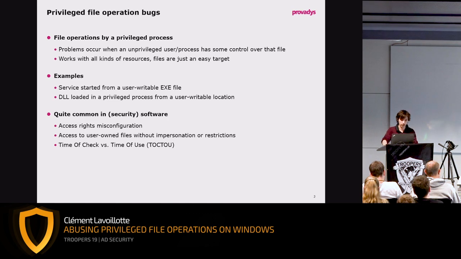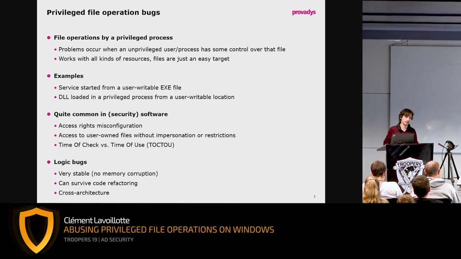We're going to see some other examples of this type of bugs. And because these are logic bugs, they're usually very stable. There is no memory corruption involved. And they often survive code refactoring. So as long as the file manipulation logic does not change, you can find the same bug in several versions of the same product.